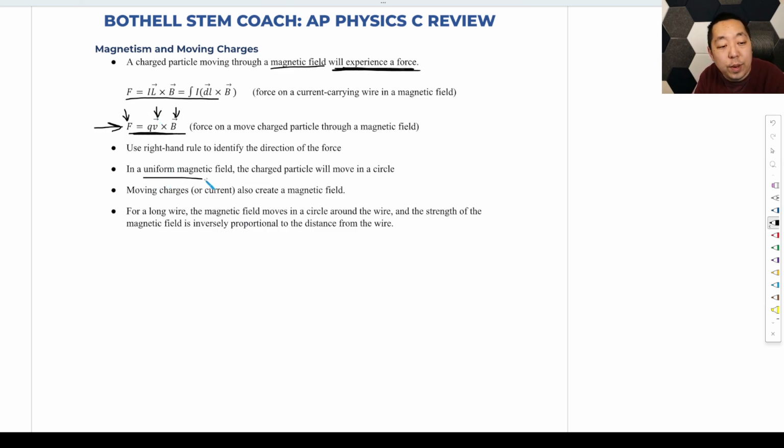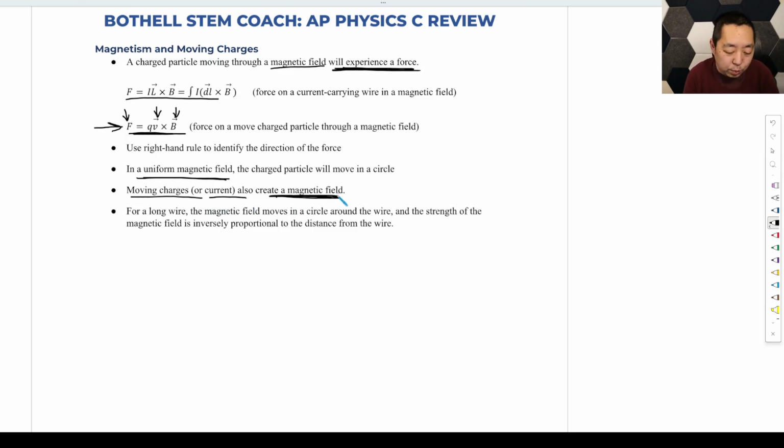Okay, in a uniform magnetic field, a charged particle will move in a circle because this force is perpendicular to the velocity. It acts as a centripetal force, right? Because it causes centripetal acceleration, and remember, centripetal acceleration is perpendicular to the velocity. So in that case, it will move in a circle if the field is uniform. That's because the force vector will always be perpendicular. The other thing is that moving charges or current also create magnetic fields.